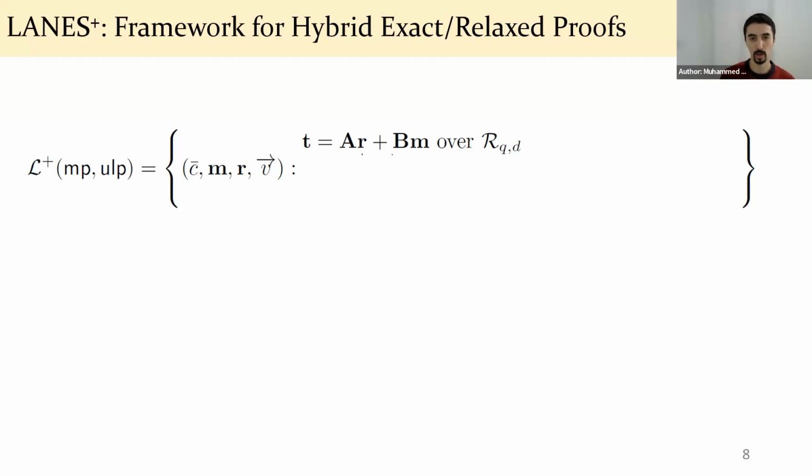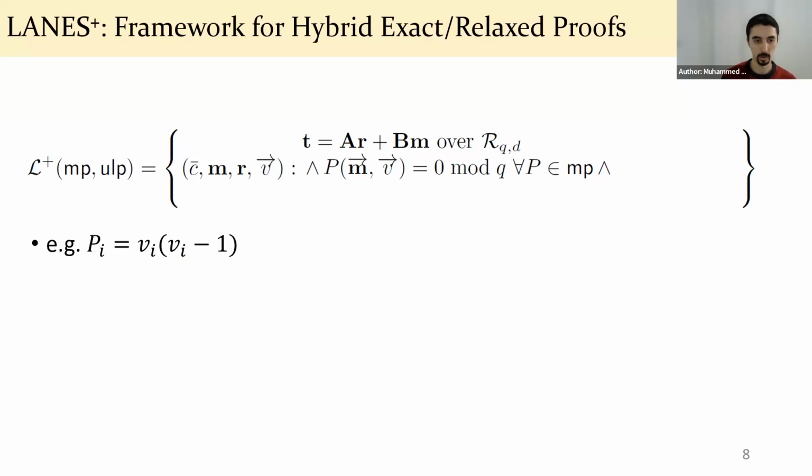So we are going to prove our main relation, of course, T is equal to A times R plus B times M over RQD. We are additionally going to be able to prove some multiplicative relations, and for simplicity, you can think of them to be of this form. For example, some coordinate Vi satisfies Vi times Vi minus 1 is equal to 0, which means that Vi is just either 0 or 1. So we can prove this kind of range proof, a binary proof, or we can prove Vi times Vi minus 1 times Vi minus 2 is equal to 0, or a larger bound, to prove that they are bounded in some range.